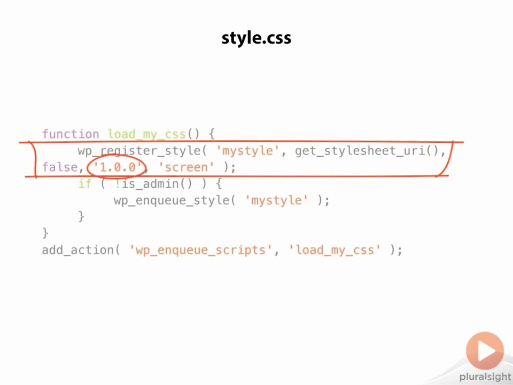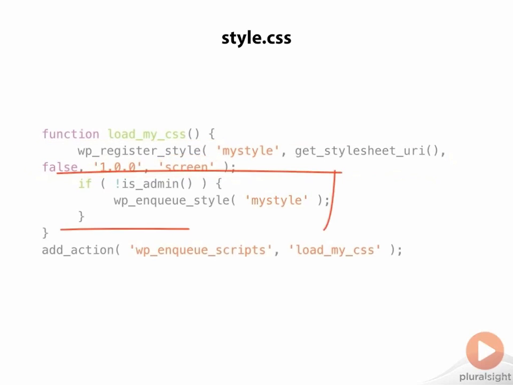Then it's asking for a version number. This is handy because it gets added to the end of the style sheet URL as a query string, which means that if you're doing development and updating the version, you won't suffer from a cached style sheet if you have some kind of caching enabled. Finally, you can define a media value like print or screen.